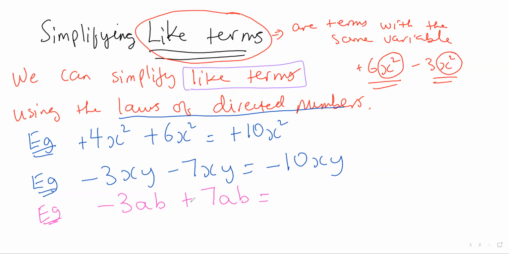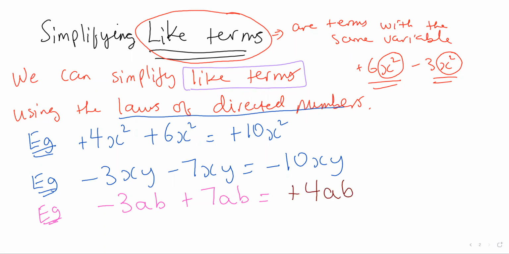Because one of the numbers is positive. One is carrying a positive and the other is carrying a negative. So we use the different signs law. What is the different signs law? Subtract and keep the sign of the bigger number. Excellent. So we subtract and keep the bigger sign. 7 take away 3 is 4. So we say this is plus 4ab, right?